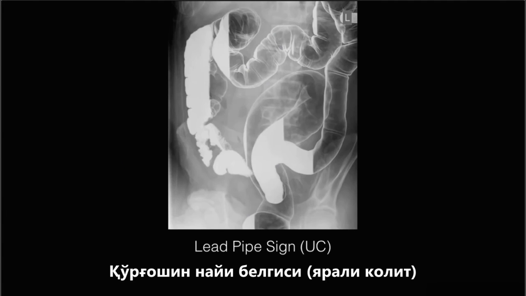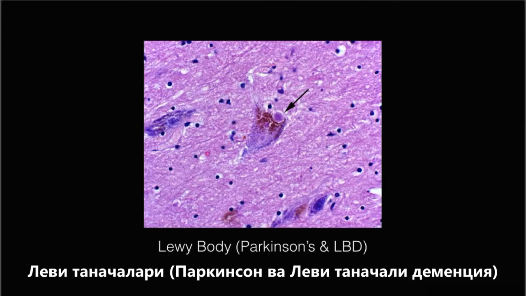Here's the lead pipe colon or lead pipe sign, which you see in patients with ulcerative colitis. Notice that the colon is rather flat, and it should not look like the lead pipe. So the reason we call it the lead pipe is because it's flattened out to such an extent that it's no longer really recognizable as the typical colonic wall.